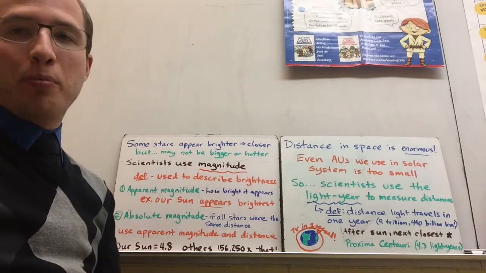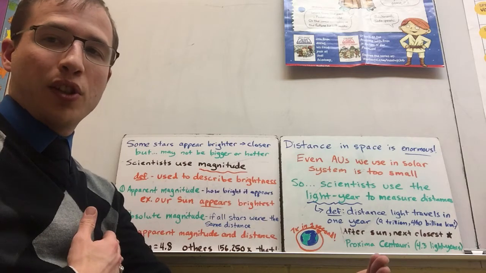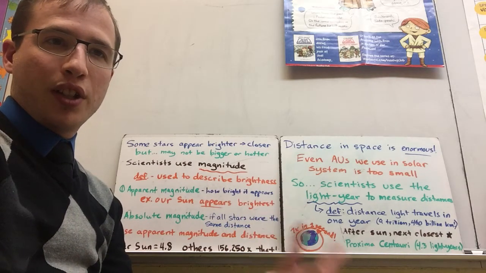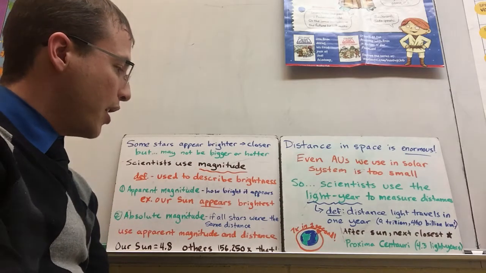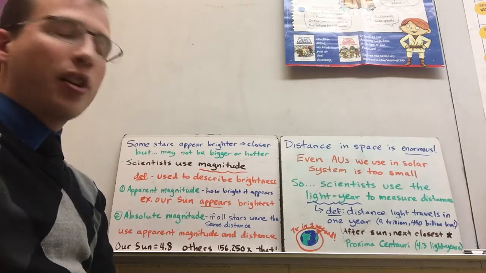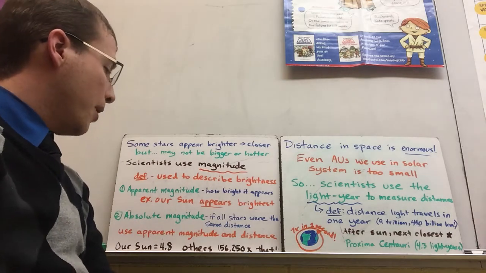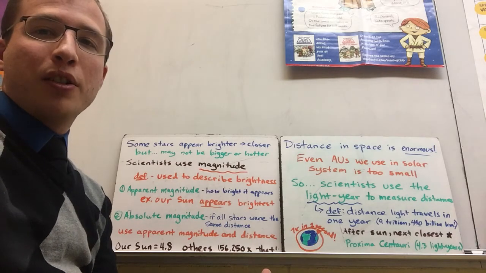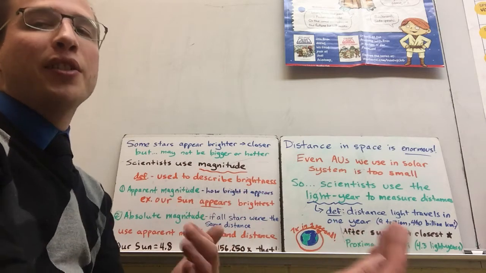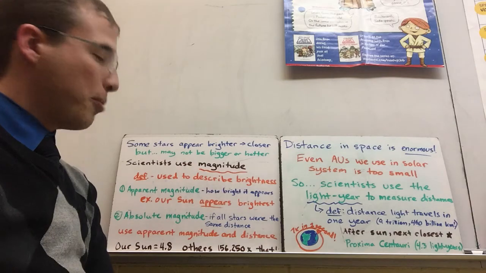And absolute magnitude is taking into consideration the distance. So if all of the stars were exactly the same distance from us, then we would be able to tell which one's brighter, okay? If all the stars were at the same distance from us, that's its absolute magnitude. So how do we get absolute magnitude? We use the apparent magnitude, how it appears to us, as well as the distance. Those two things combined give us the absolute magnitude.